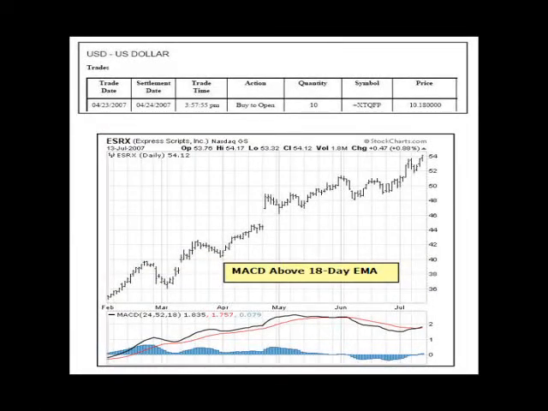In this trade example, on April 23rd, I purchased 10 of the Express Scripts June 80 strike call options after the MACD crossed above the 18-day EMA, indicating positive price momentum. The price uptrend was also confirmed as Express Scripts made a series of new 52-week highs.